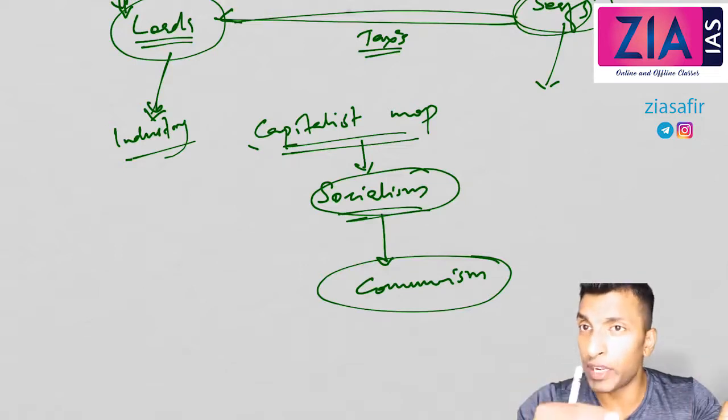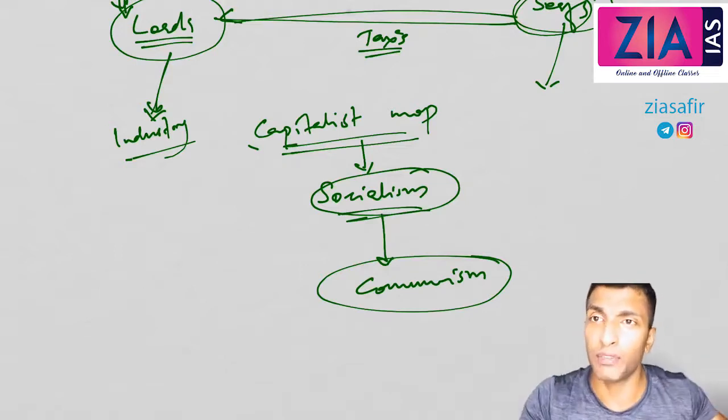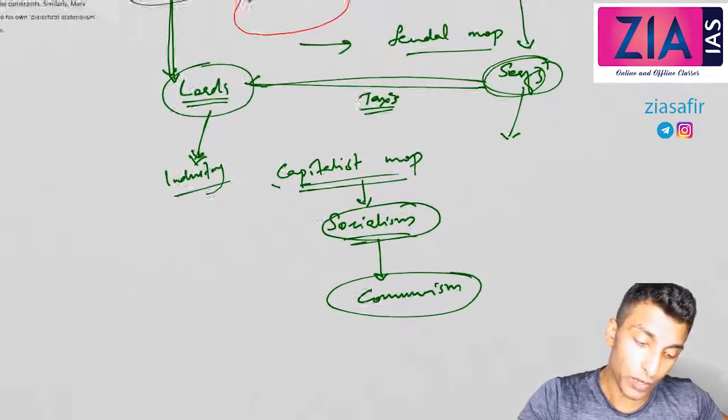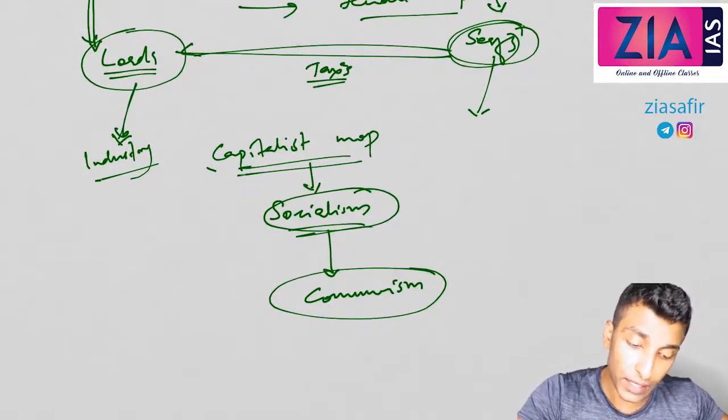So when we talk about primitive communism, this was the situation. You can get anything from nature. You are not the property of anyone, and there is no concept of private property also. Now here also we are reaching that stage. So we started off with primitive communism. Okay, there is no class.